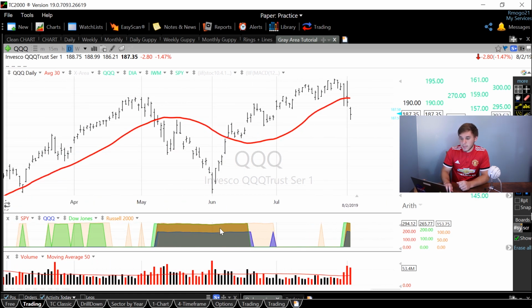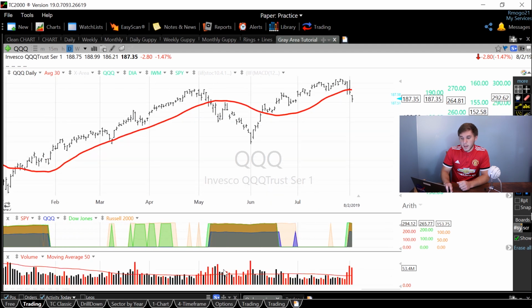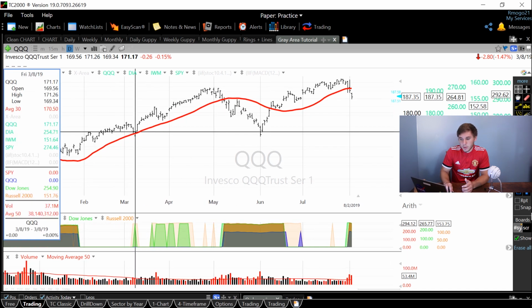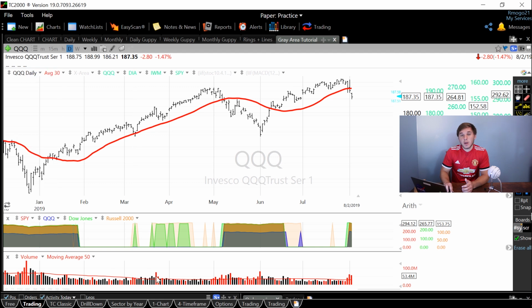So this is just a way to quickly identify weaknesses in all the major indexes, and also I find it really useful to keep track of the volume as well. If the indexes are pulling back on large volume, that's a bad sign. But you can see right here, there were a couple pullbacks of the QQQ and the SPY, but it's on less volume, which isn't as big a deal.